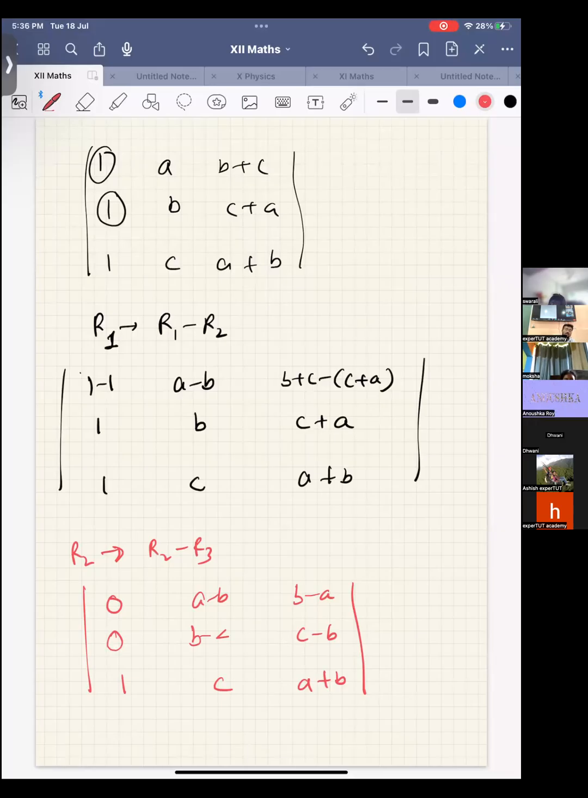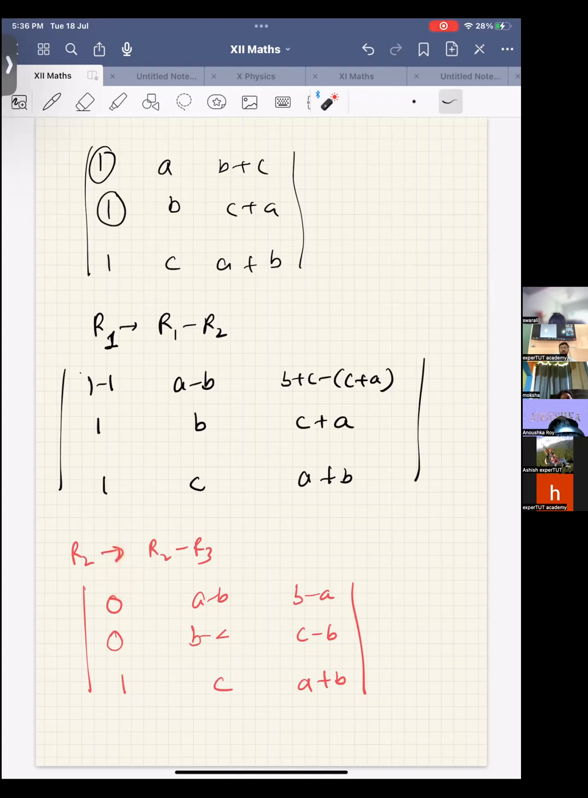ठीक है. Now if you expand it along this, if you expand it along C1, देखो expanding along C1, जिसमें 2 0 है ना, उसके along expand कर दो. किसमें? कॉलम 1 में 2 0 है ना, expand along कॉलम 1. ठीक है. Expanding the determinant में जैसे बताता हूँ, अभी समझ में आएगा.